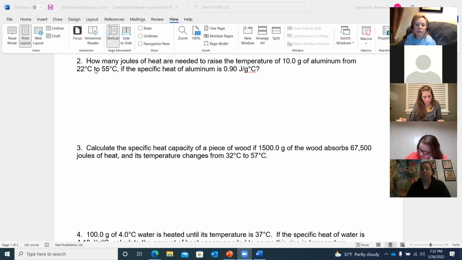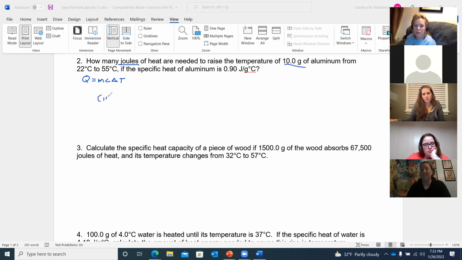Right, so for this first one, this is a similar setup. Q equals mc delta T. We're trying to find Q in joules, so we need the mass. The mass is 10 grams.